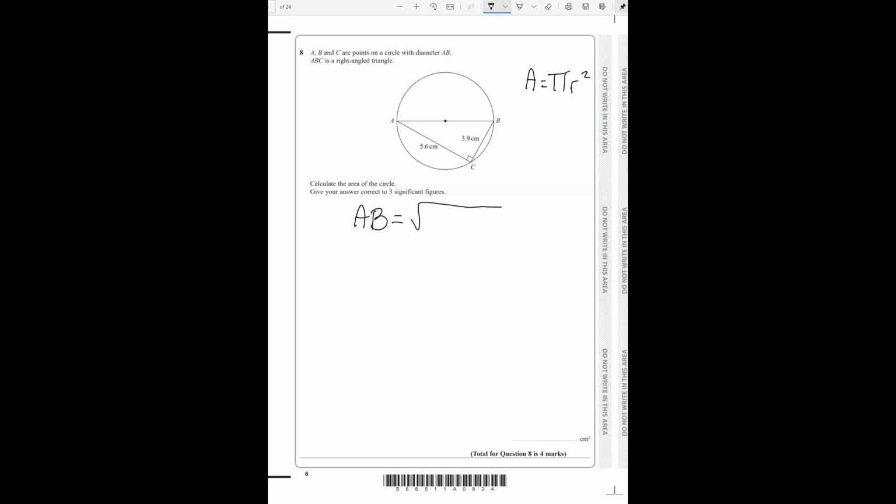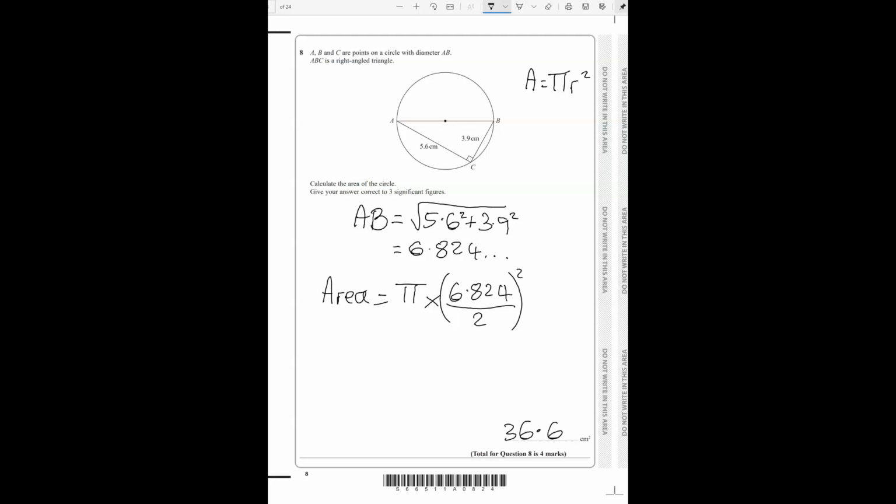So we've got square roots, a bit of Pythagoras, which gives us 6.824. I'm going to carry my answer when I work out the area. So the area is basically going to be pi times that divided by 2 squared. Just using the answer from a previous calculation, which gives me 36.6, making sure I'm working to the 3 significant figures. So always be careful with your rounding.